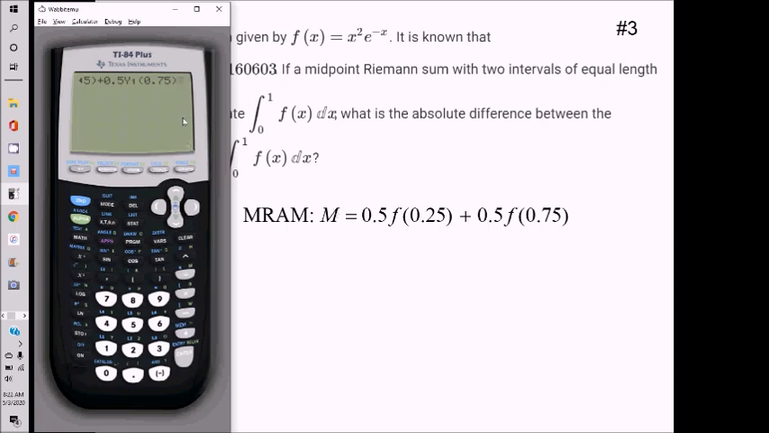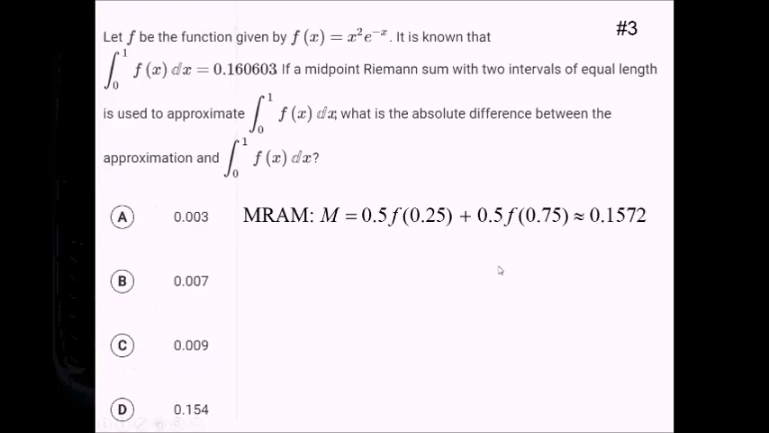To do that and to get the answer at the same time, I'm going to press the store button, and then alpha m right there. It doesn't really matter what letter, but m makes sense because this is a midpoint sum. So let me press enter there. And it comes out to about 0.1572 and some change. Well, that's great. In fact, that's pretty close to choice D, and you might be tempted to pick that. But we're not there yet.